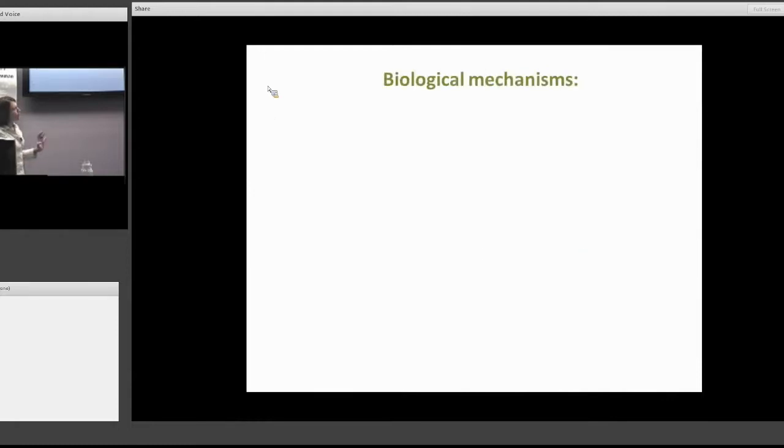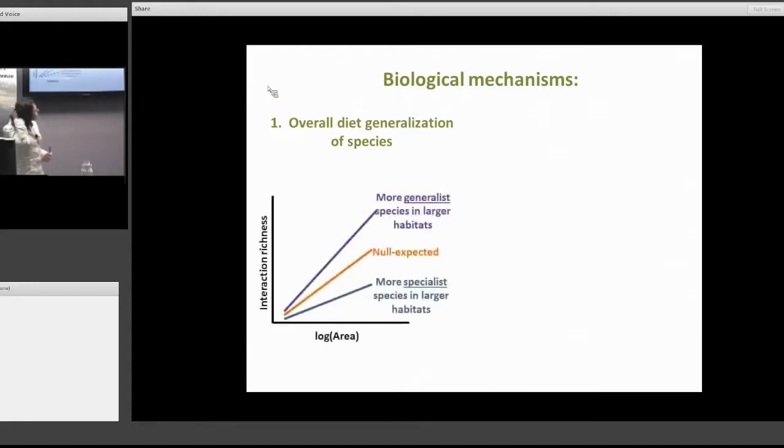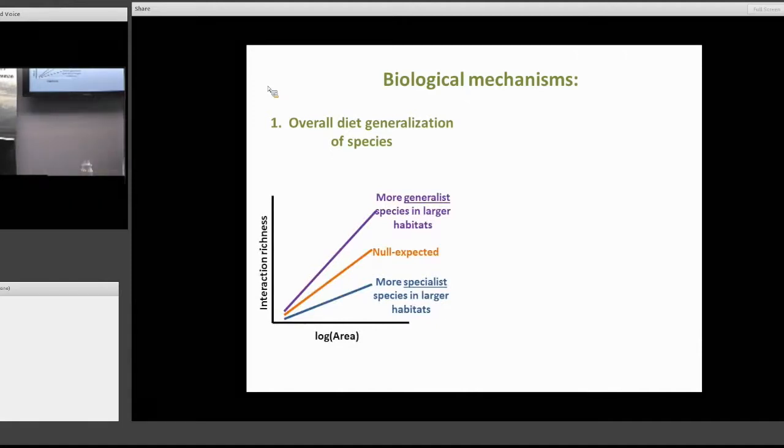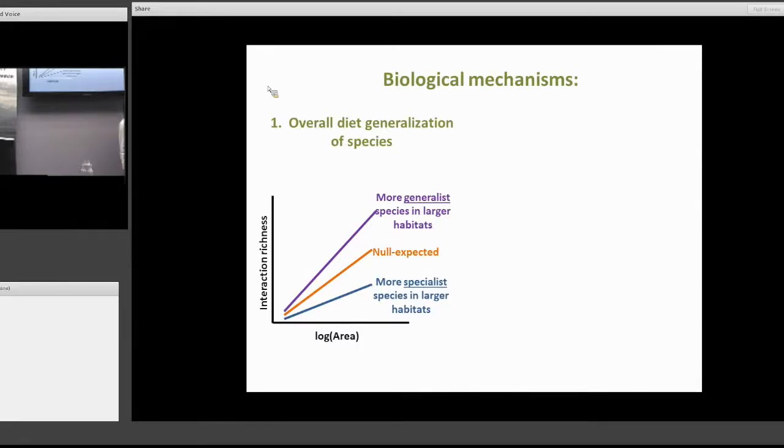So 2 biological mechanisms that we looked at, not mutually exclusive, are that the overall diet generalization of species might vary with habitat area. So here we're talking about species composition. Habitat areas that are larger might have more generalist species or more specialist species, which could lead to deviations from this null expectation.